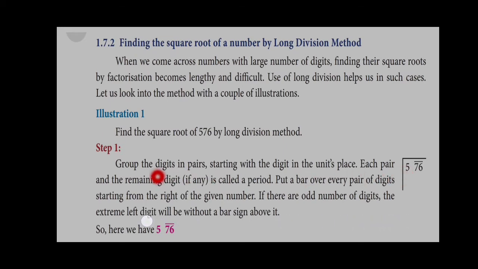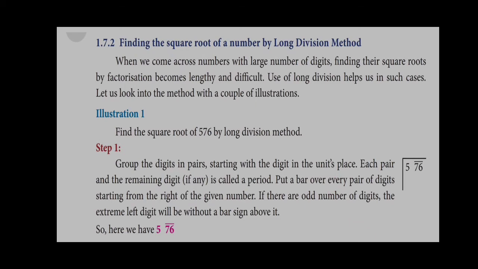Each pair and the remaining digit, if any, is called a period, with a bar over every pair of digits starting from the right of the given number. Okay, right hand side. From the right hand side we have to pair the number. If there are an odd number of digits, the extreme left digit will be without a bar sign above it. So on the left hand side, if we have only one number, we can leave that.